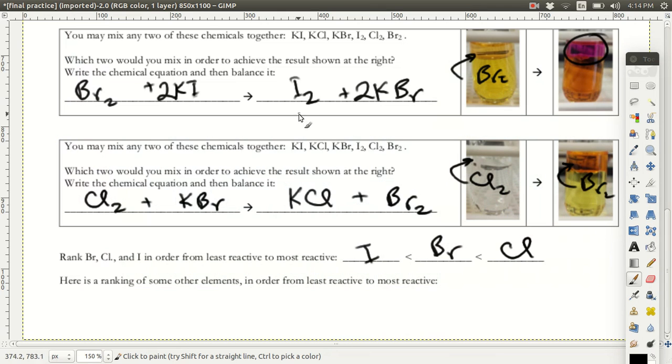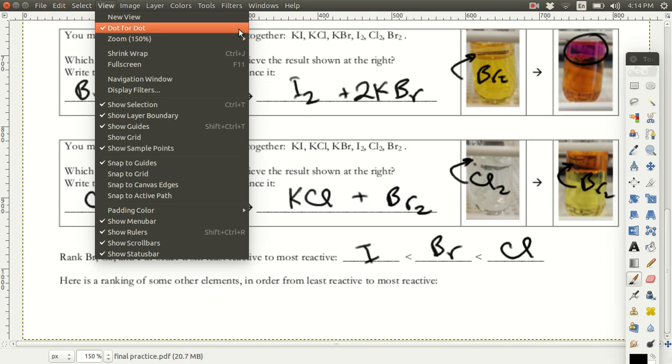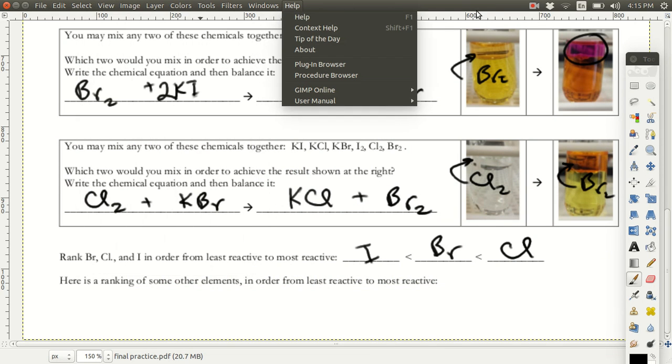Next problem. Okay, that was page 1. So what do I do here? I must stop the video.